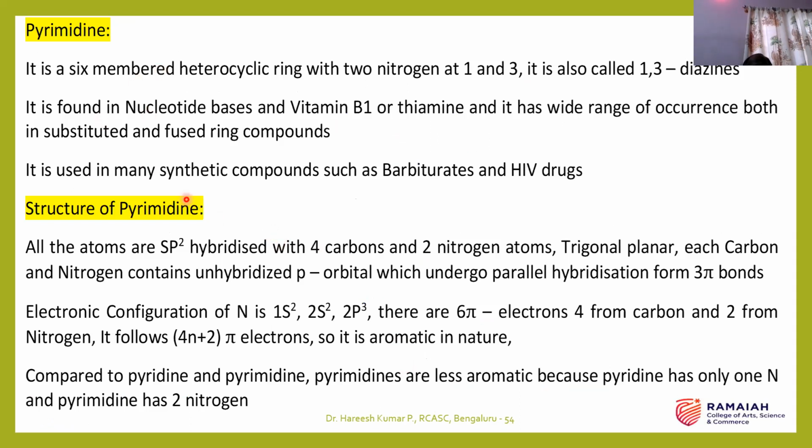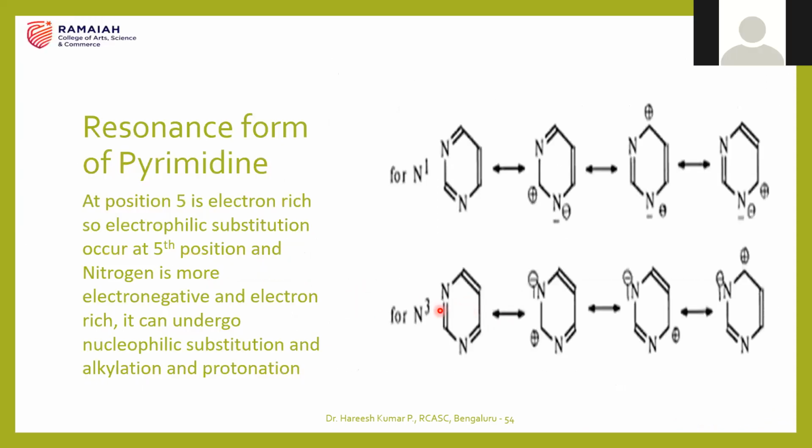So pyrimidine, it is also found in nucleotides, and it is one of the bases of DNA. It is also found in B1, thymine. So that's what you need to remember. And it is used in many synthetic methods such as barbiturates and HIV drugs. This is about the structure, more particularly the electronic configuration of nitrogen and carbon. And you have to say that 6 pi electrons, 3 pi bonds, 6 sigma bonds form. And these are the resonance forms or canonical forms.